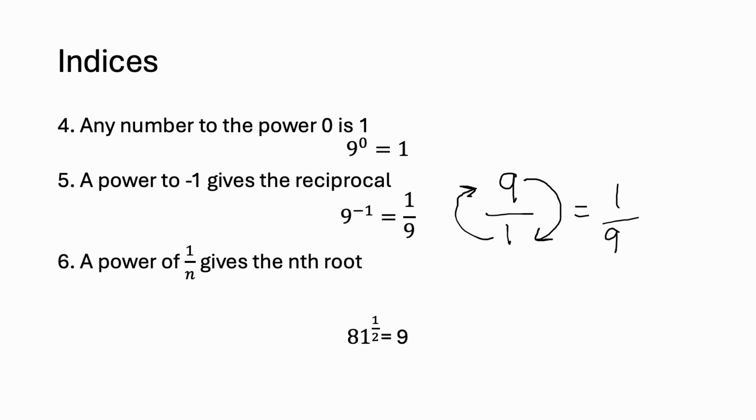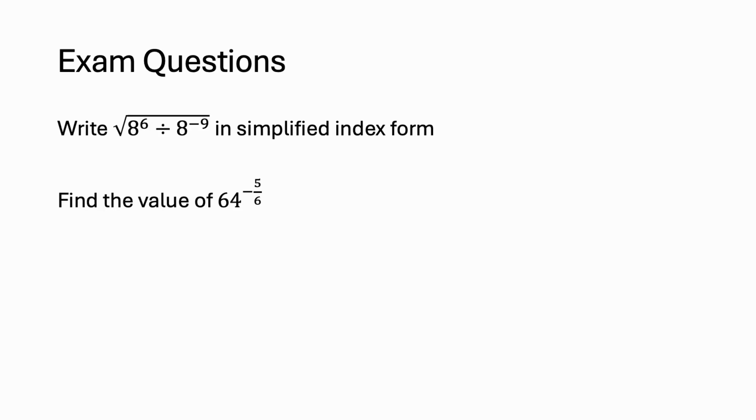And when we have a power of 1 over n, that gives the nth root. So for instance here, 81 to the power of a half is the same thing as saying square root of 81, which is 9. If you do it to the power of a third, that's going to be a cube root. To the power of a fourth, that is going to be fourth root, and so on and so forth. So now let's look at some exam questions.